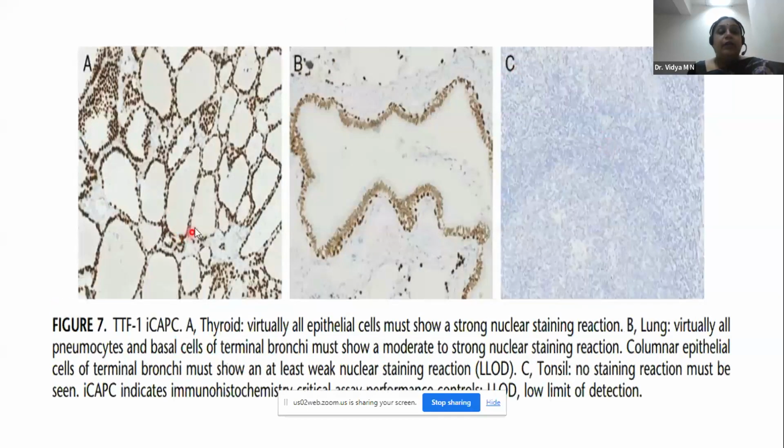Look at TTF1. With good clones, all the thyroid follicular cells take up strong nuclear staining. And look at the lung. These are all benign tissues, if you notice. These are bronchial epithelial cells here, which show a weak expression, and tonsil will be negative.